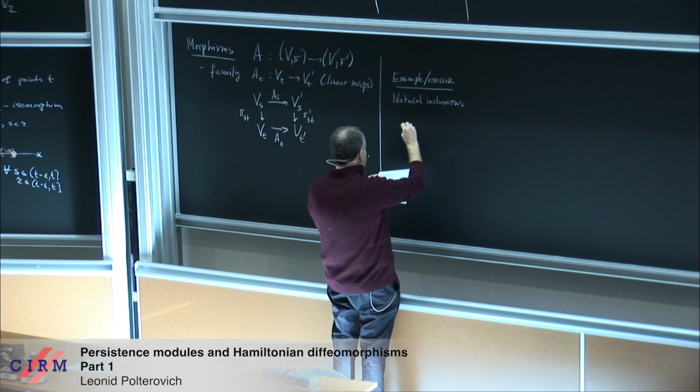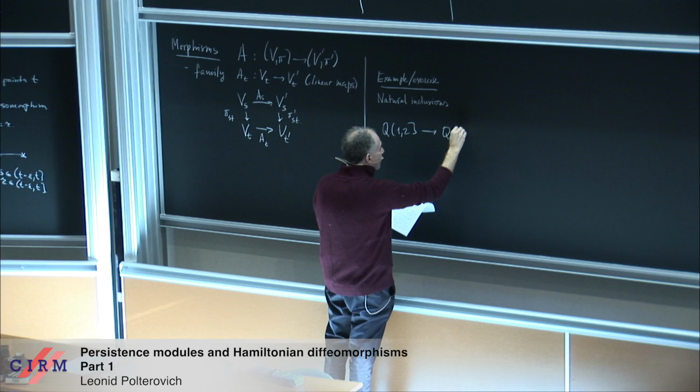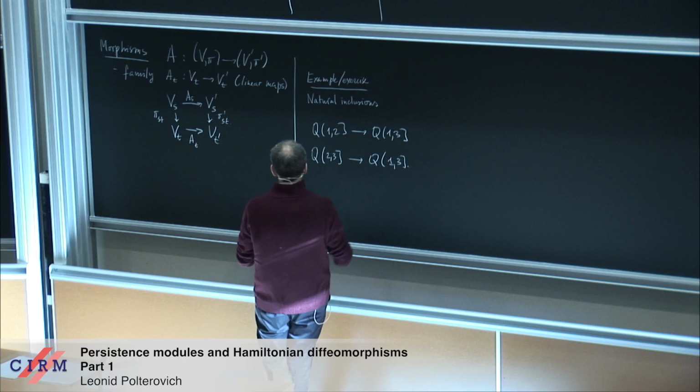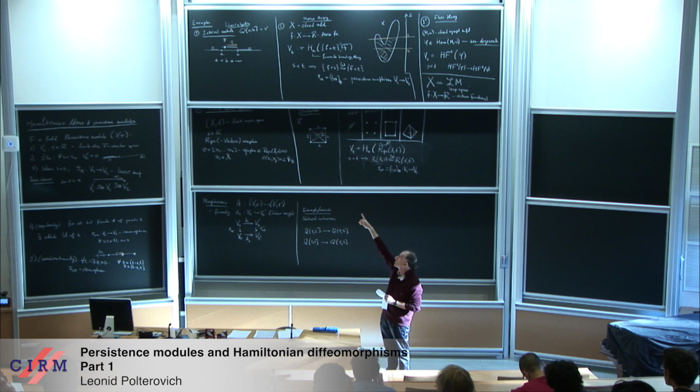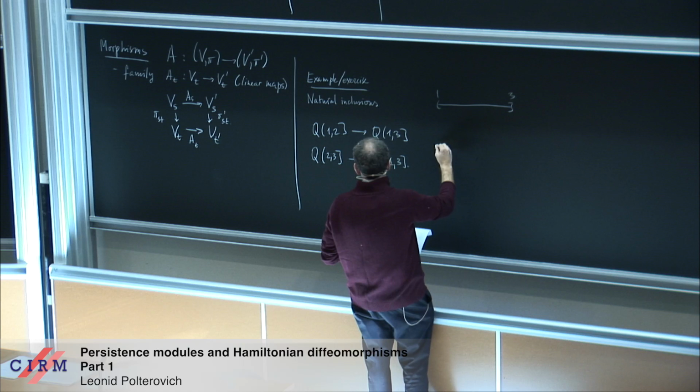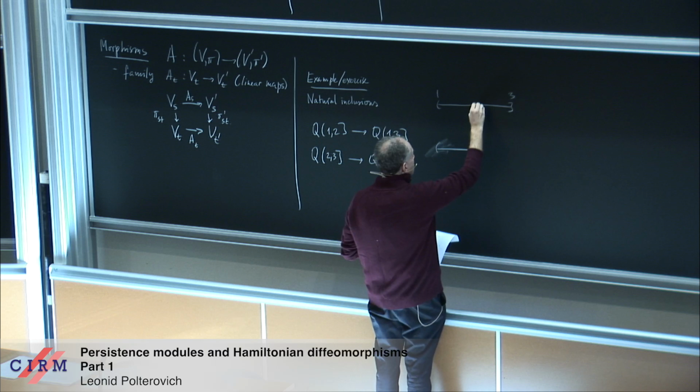So Q of 1, 2 to Q of 1, 3, and Q of 2, 3 to Q of 1, 3. So I'm thinking of interval models, which you see on the upper blackboard on the left, okay? Then we just have the following picture. This is interval 1, 3, and this is interval 1, 2. Somewhere here is 2.